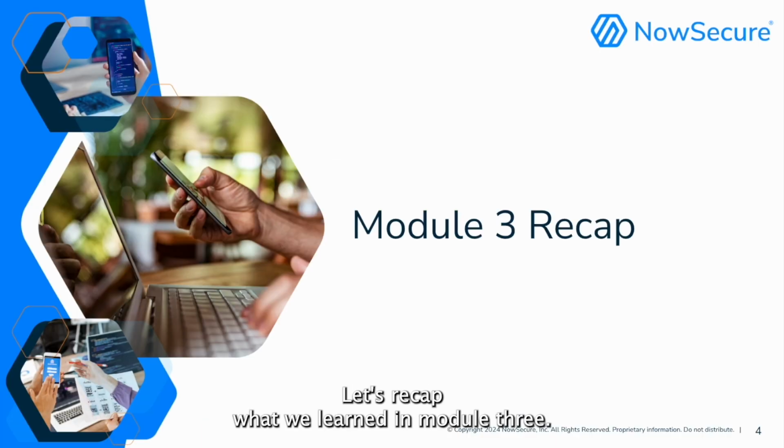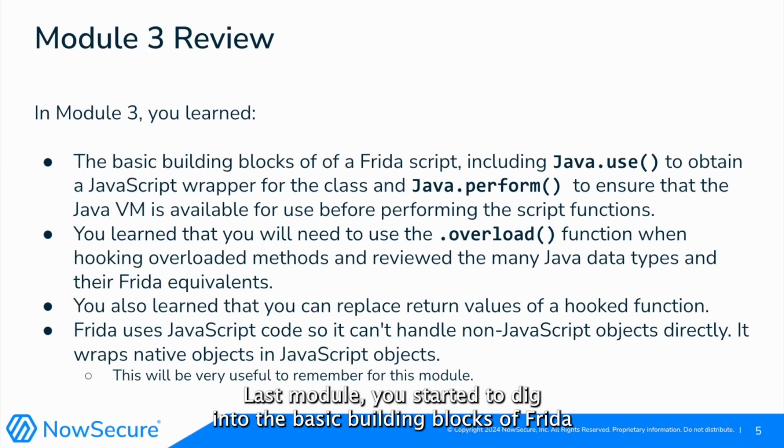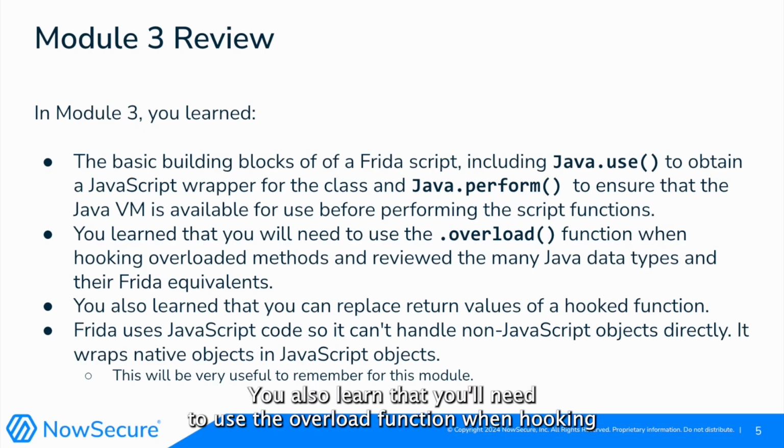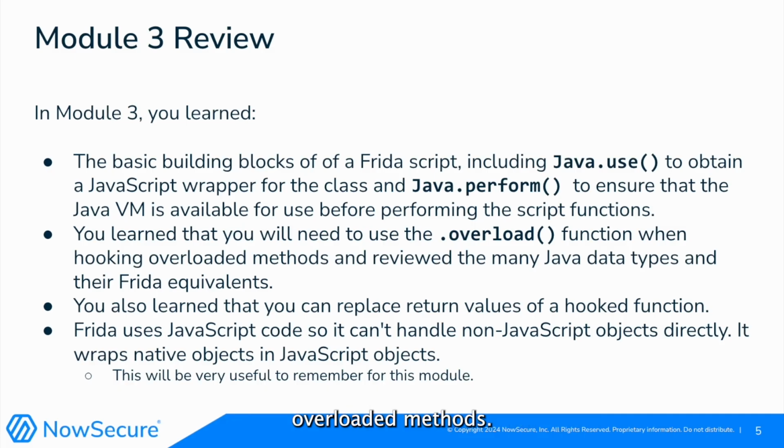Let's recap what we learned in Module 3. Last module, you started to dig into the basic building blocks of Frida scripting, including the use of Java-specific directives. You also learned that you'll need to use the overload function when hooking overloaded methods. We provided a convenient list of Java to Frida data type conversions. You also learned how to replace return values and arguments within a hooked function. Finally, you experienced the need to wrap native objects in JavaScript objects for reference.